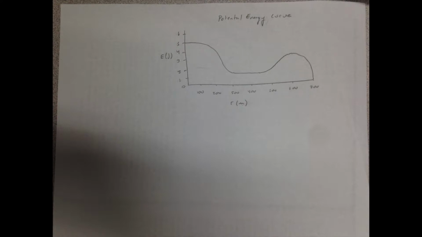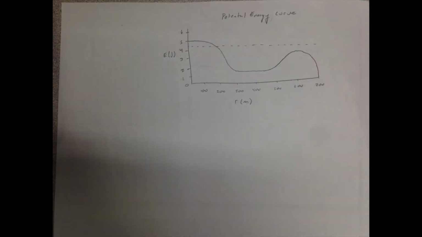The object's total energy, indicated by this dashed line, is at 4.5 joules. The dashed line crosses the potential energy curve at 200 meters. We'll call this point where it crosses point A. Here at point A, the initial velocity is given to be 0, and so our kinetic energy at point A is also 0. The potential energy, which is the height of the curve at the point, is 4.5 joules.